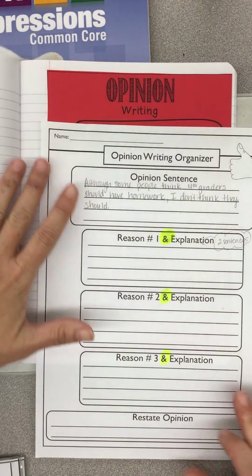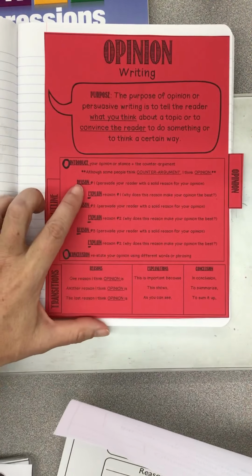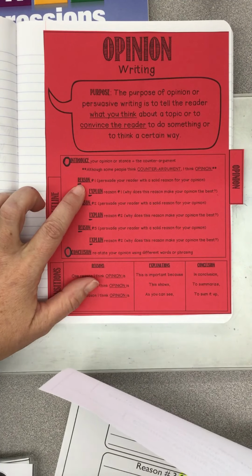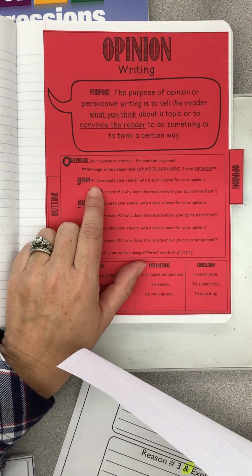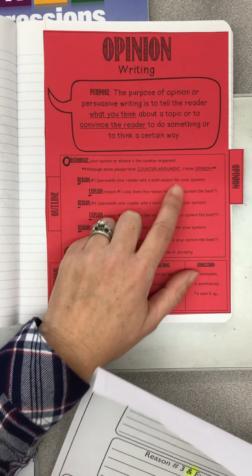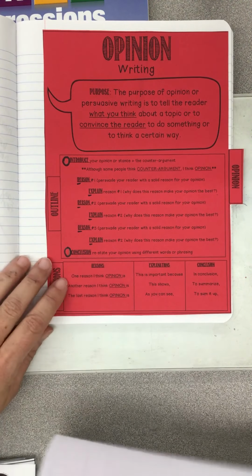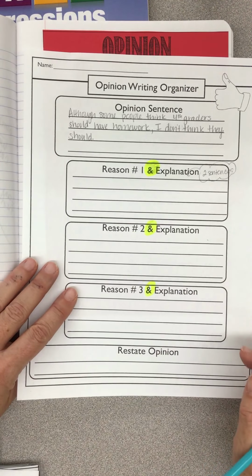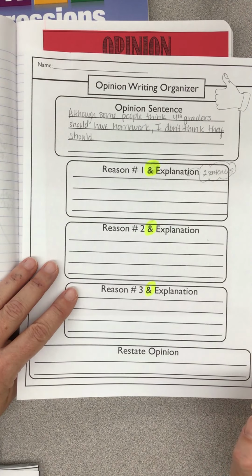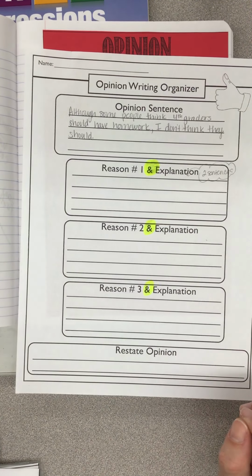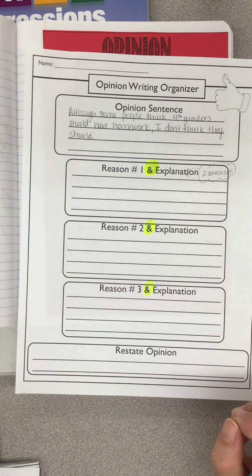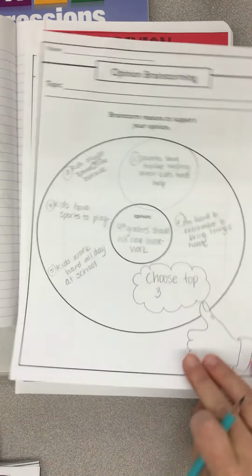Okay, so if I use this card, I can go through and every little line has an example. So number 1, persuade your reader with a solid reason. And this says one reason. Okay, so I'm going to say, oh, I forgot to mention this. Here's something important. Hold up 3 fingers. Your third reason should be your very best. Have you ever heard the saying, save the best for last? Yeah. You want to save your very best reason for last.